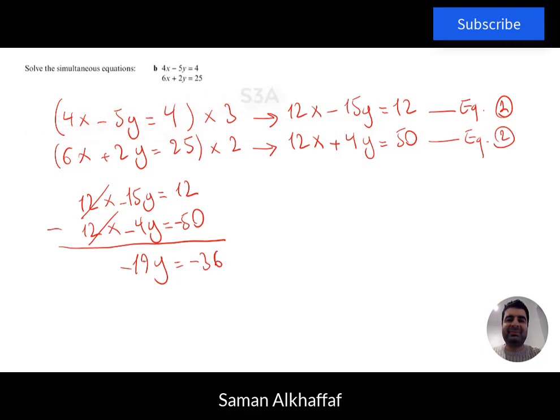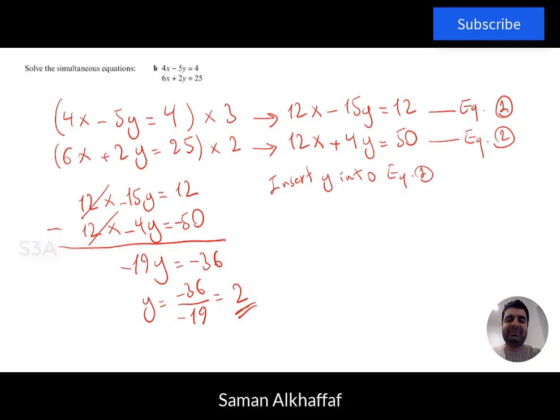So now we can divide y equal minus 36 over minus 19. That will give us 2 as the answer. So now we will insert y into either equation 1 or 2. So let's say we insert it into equation 1.